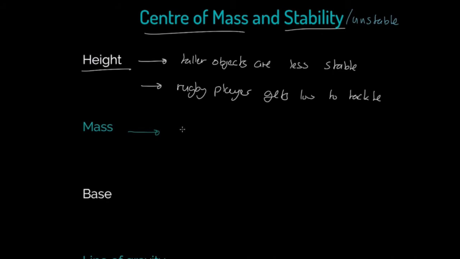So the more mass, the more stable. If an object has more mass, it tends to be more stable. So on that basis, what do we tend to find? Let's keep with the rugby example. What do we tend to find as a prop forward in rugby? We tend to find a heavy, large mass player, and they also very often happen not to be that tall. Apply that to the height concept. So more mass, the more stable.